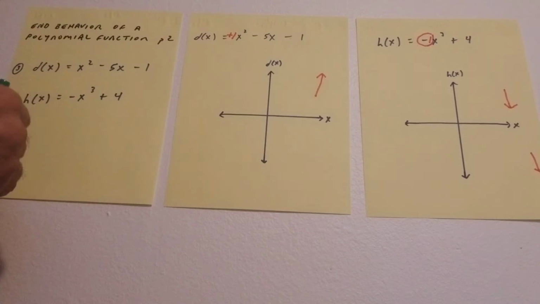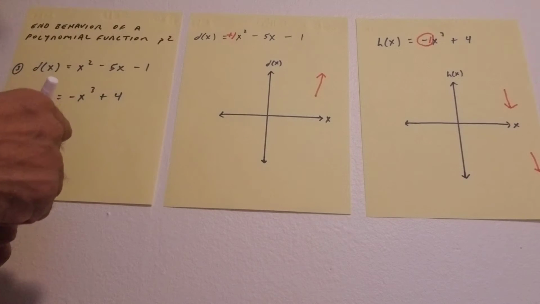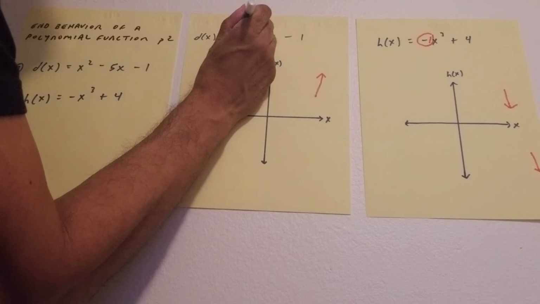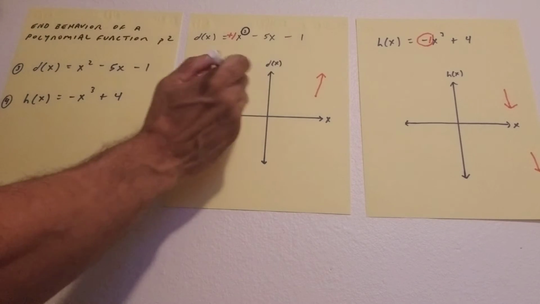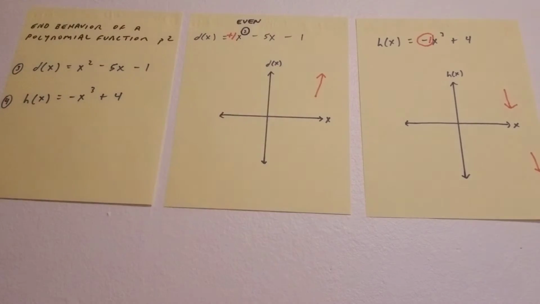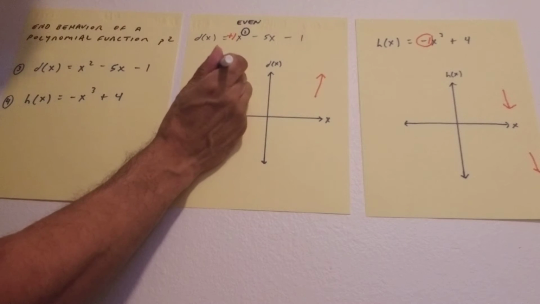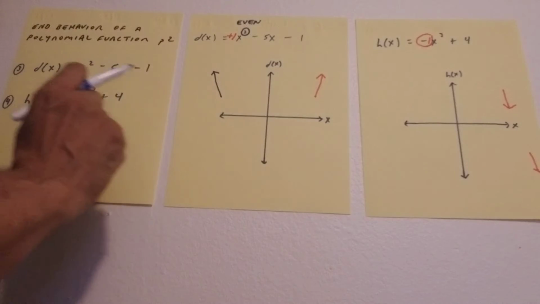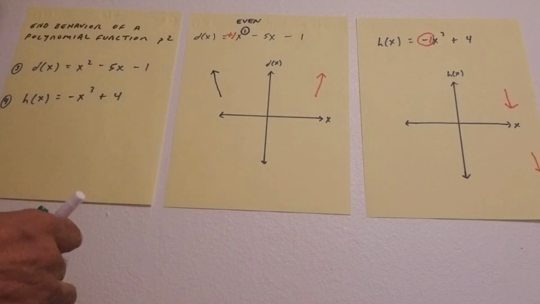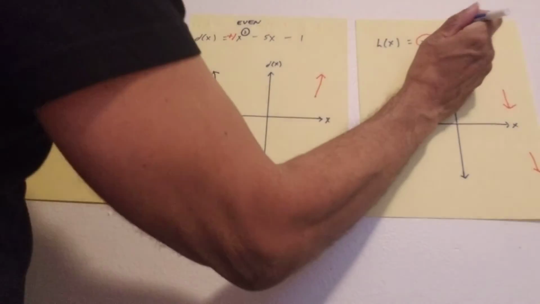Okay. Now, let's look at the degree of the polynomial to determine what's happening on the left end. The degree of this polynomial, the highest exponent, is 2. That's even. When you have an even degree, both ends go in the same direction. So the left end must also go up for this function, with the right end going up and an even degree.